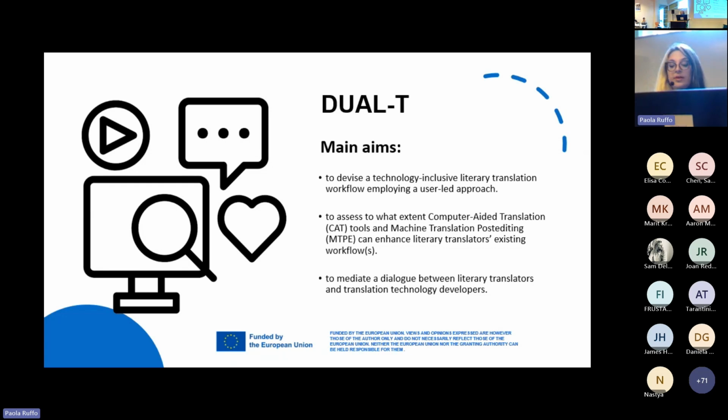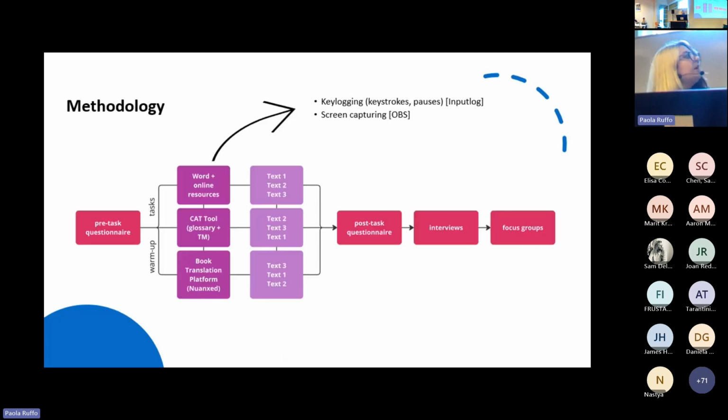So we had an industry partner that lent us one of the tools, and I will tell you more about this later. One of the representatives from the company will also participate in the discussion later. And what I did to achieve these aims was to ask professional literary translators to come to Ghent University, but also to Leiden, translators from the Netherlands. And the experimental session went something like this.